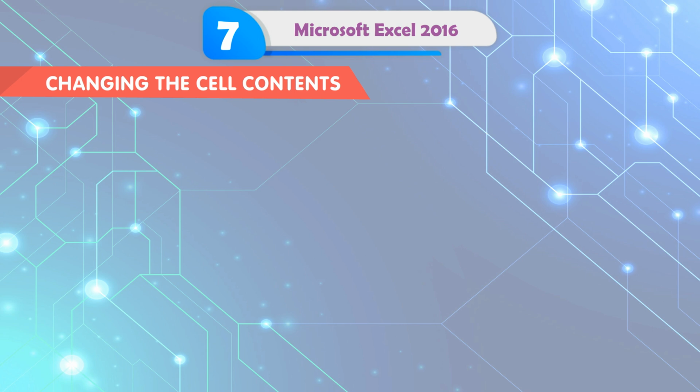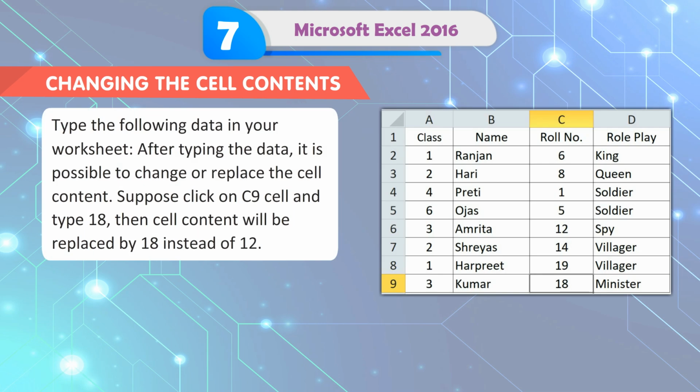Changing the cell contents. Type the following data in your worksheet. After typing the data, it is possible to change or replace the cell content. Suppose you click on cell C9 and type 18, then the cell content will be replaced by 18 instead of 12.